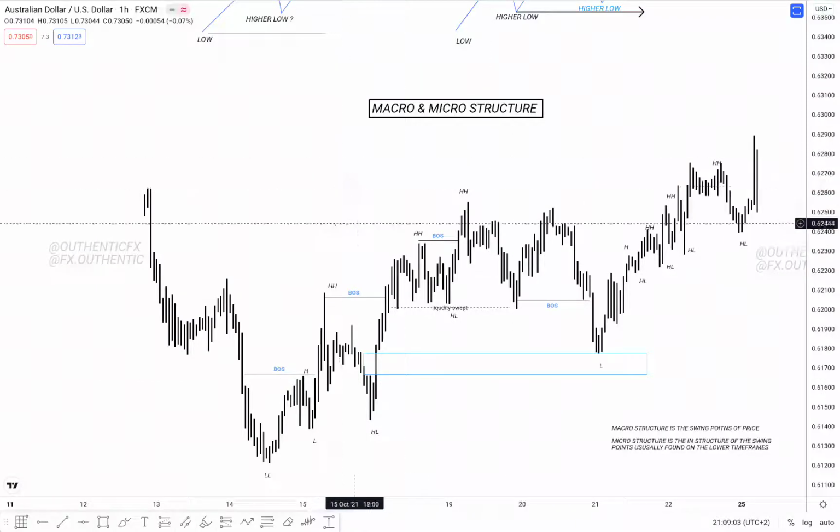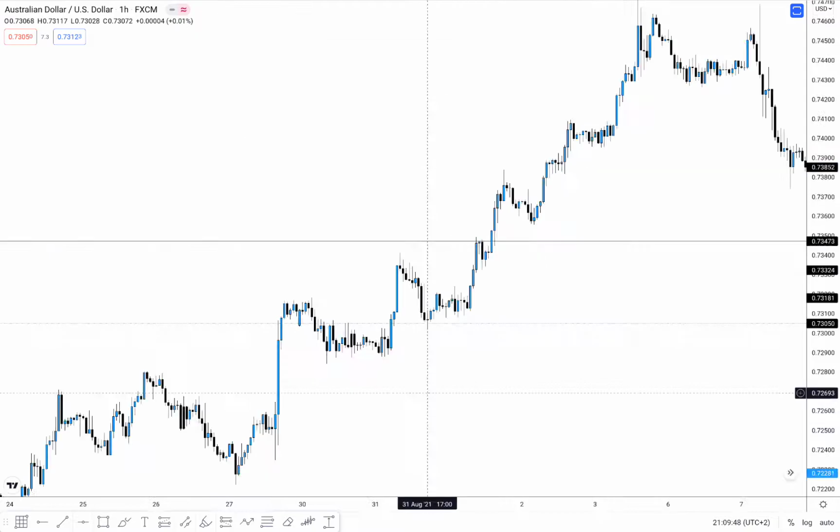So when it comes to macro structure, guys, remember macro structure is the swing points in the market, and microstructure is the minor structural points within the swing points, right? Microstructure is the inner structure of the swing points, usually found in lower time frames, your 5-minute, 15-minute, and so forth, guys. So let me get into showing you live examples on the chart of bullish and bearish order flow and macro and micro structure.